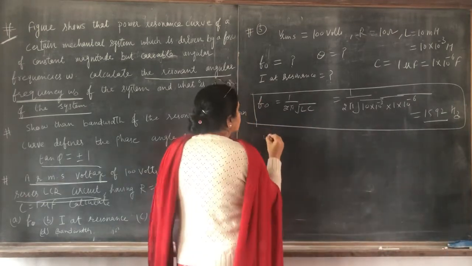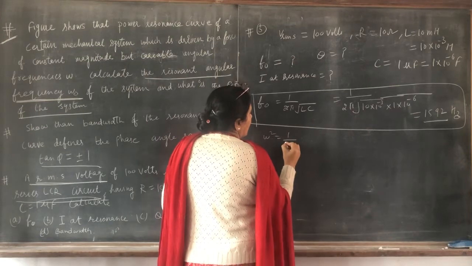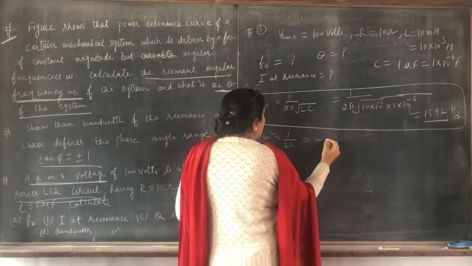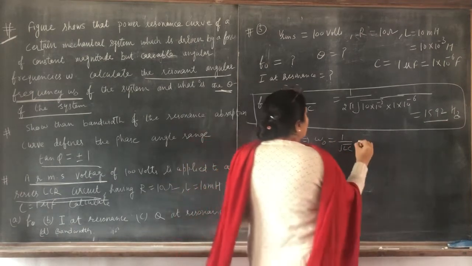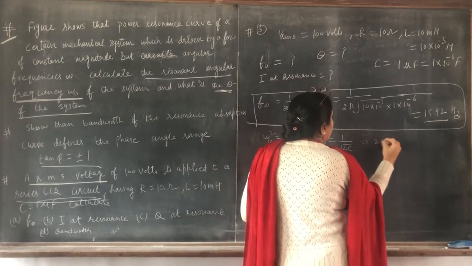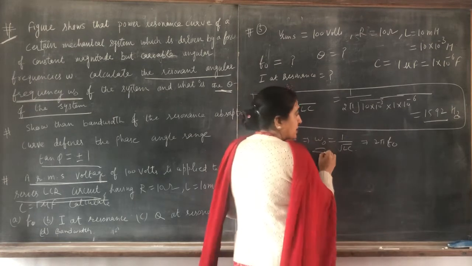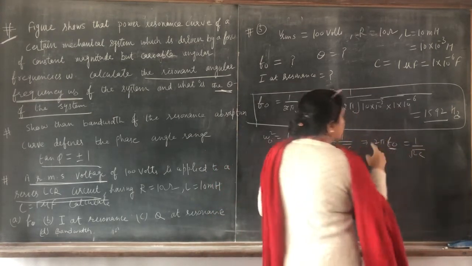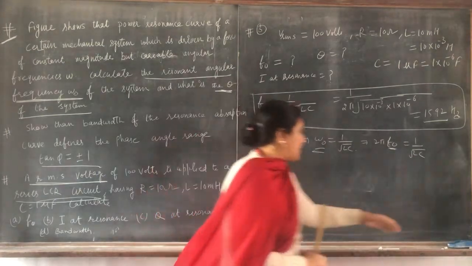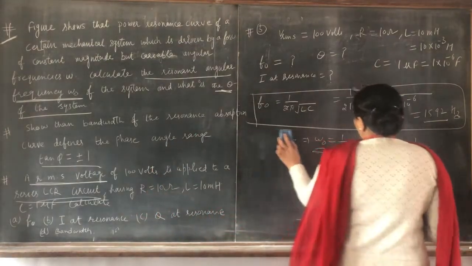Now, omega naught is equal to 1 over under root LC. So this implies 2 pi F naught. We can write it as a frequency, 2 pi F naught, and this frequency is 1 over under root LC, so F naught is 1 over 2 pi under root LC.